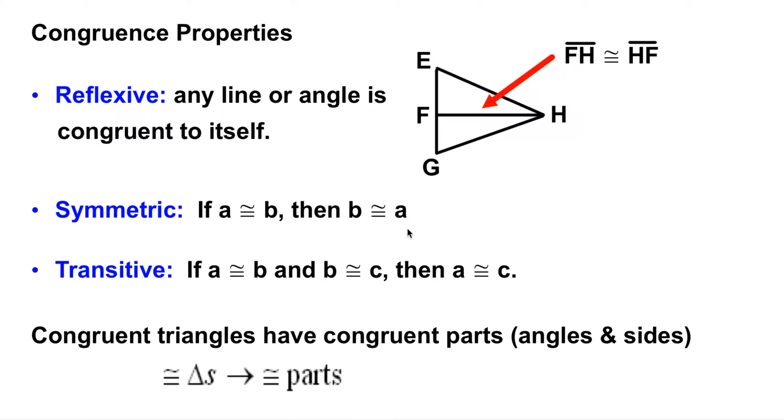The second one is the symmetric property, and that is if A is congruent to B, then B is congruent to A. So that just makes common sense that the reverse would be true.